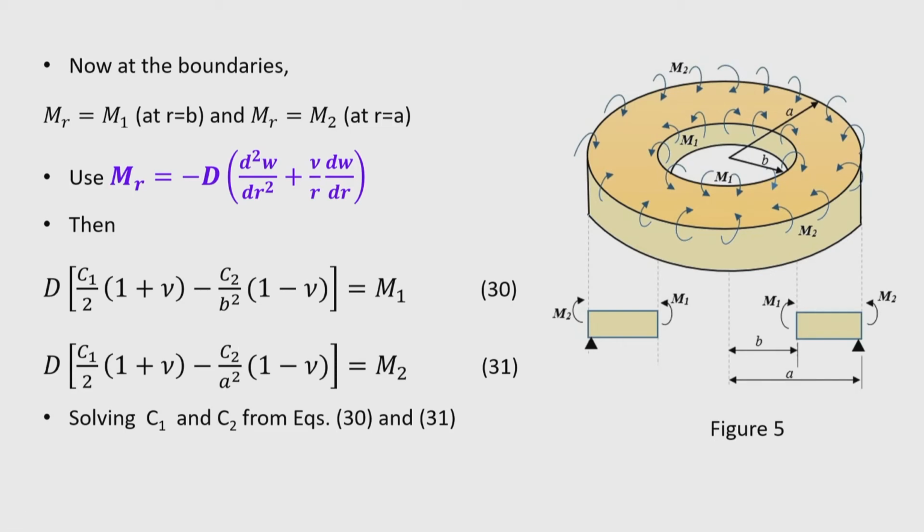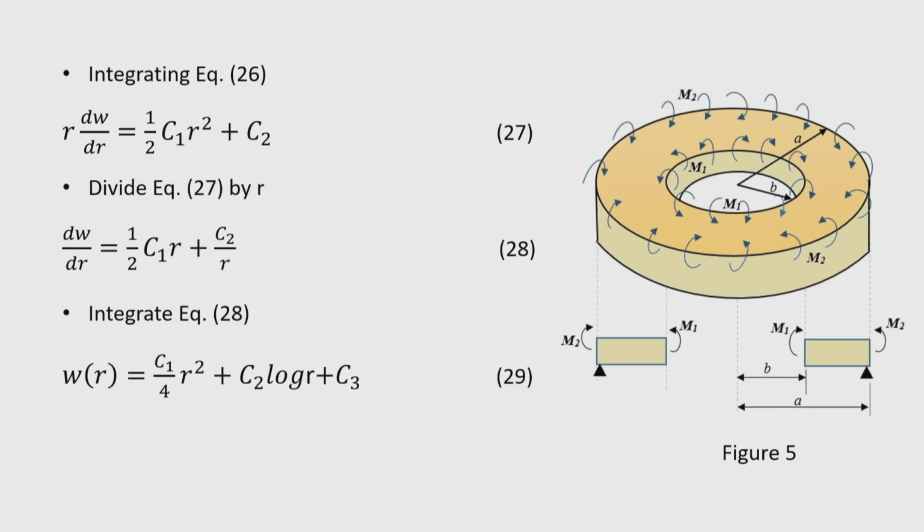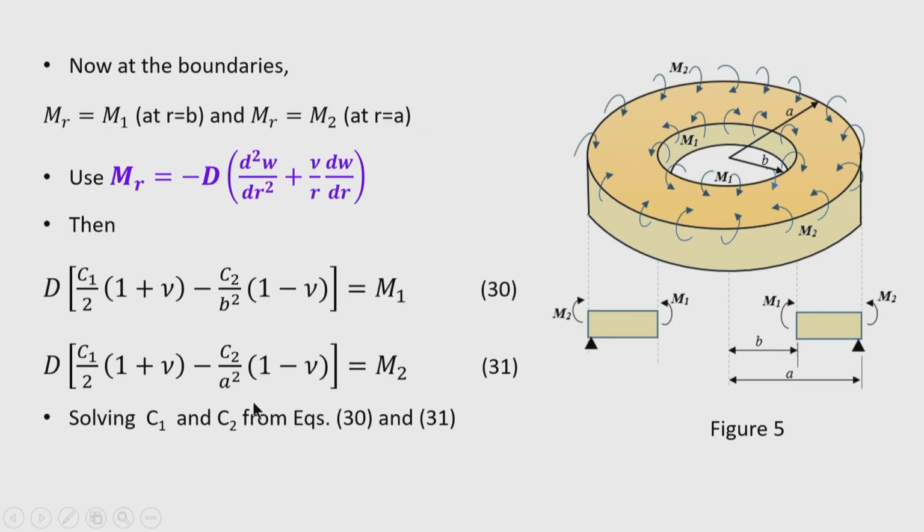But application of two boundary conditions gives only two equations. You see there are three constants of integration, but we get only two equations. So, let us see how the third constant can be evaluated. First, let us obtain the two constants of integration C1 and C2.